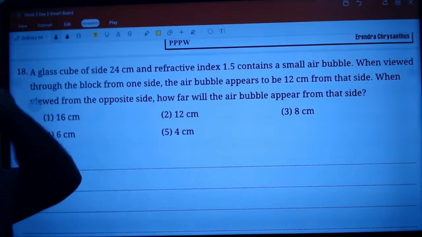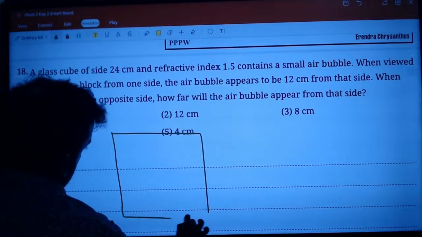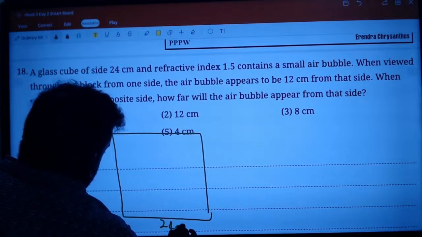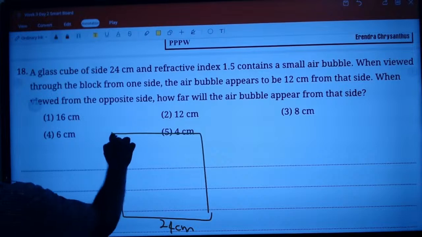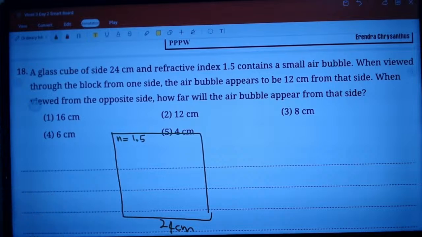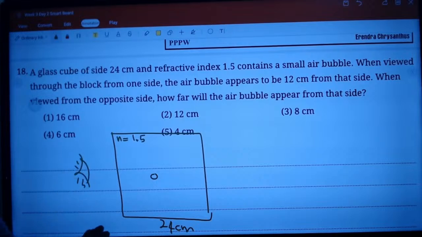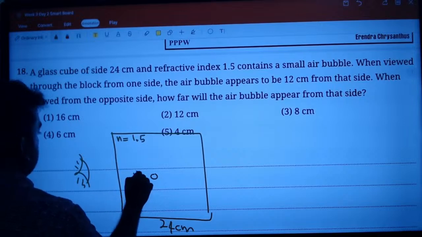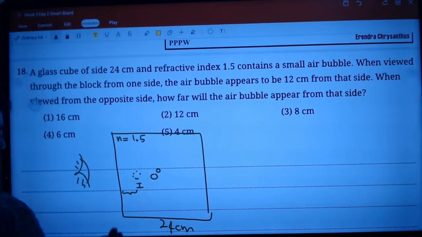A glass cube 24 centimeters has a refractive index 1.5 and contains a small air bubble. When viewed from one side, the air bubble appears to be 12 centimeters deep. So the image is there, 12 centimeters.